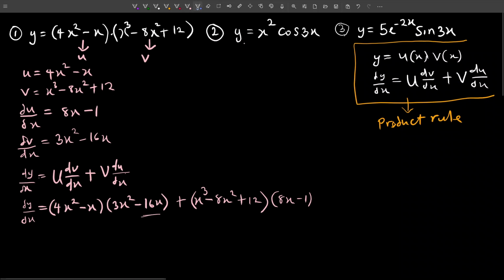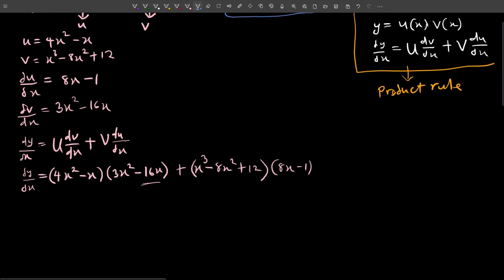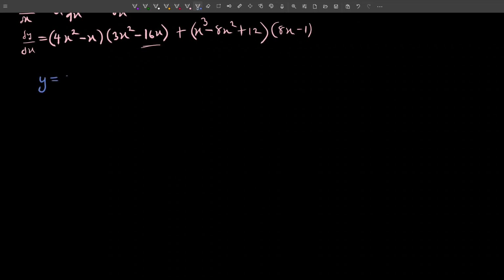Let's take a look at the second question. We know that y is equal to x squared cos 3x. Let me bring that down. So y is equal to x squared cos 3x. Again, you can see we're multiplying two functions, x squared and cos 3x. So this is also product rule where u is equal to x squared and v is equal to cos 3x. Differentiating u will give me du/dx equal to 2x, because when this 2 multiplies and you remove 1 from 2, it becomes 2x.